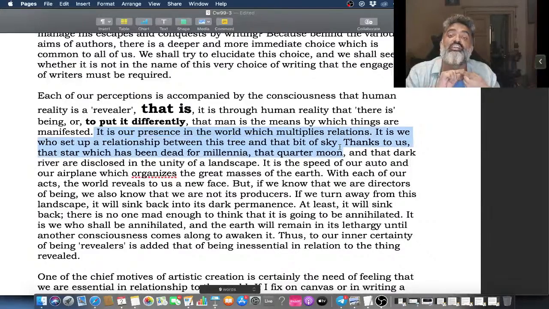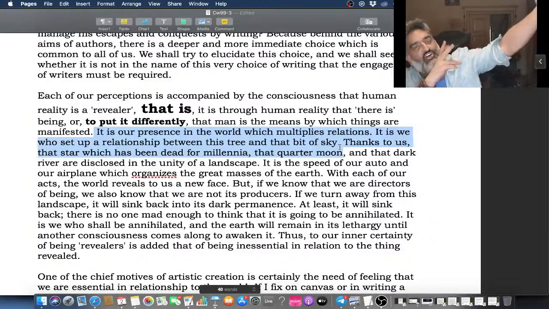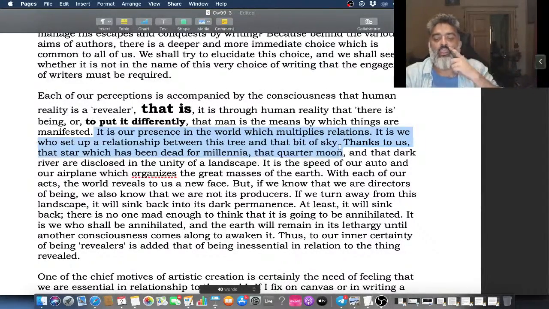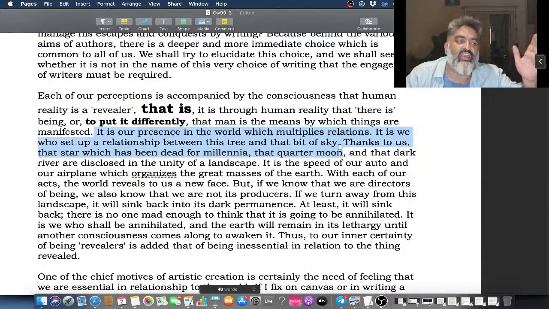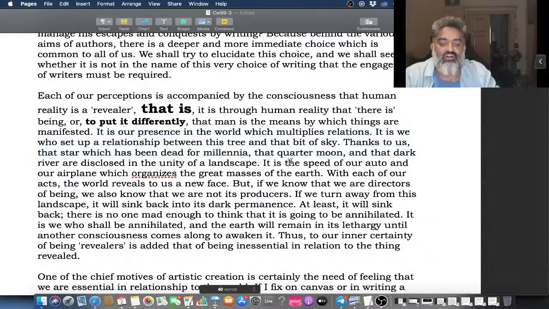Now we are going into specifics, right? This tree, that sky, object. I am the perceiver, I say how beautiful. Human reality is the revealer. But the thing to notice is how momentum comes. If I grab the idea, I will go a little faster here. It is the speed of our auto. Our auto, meaning what? Human doing reality. We connect the blah blah blah.